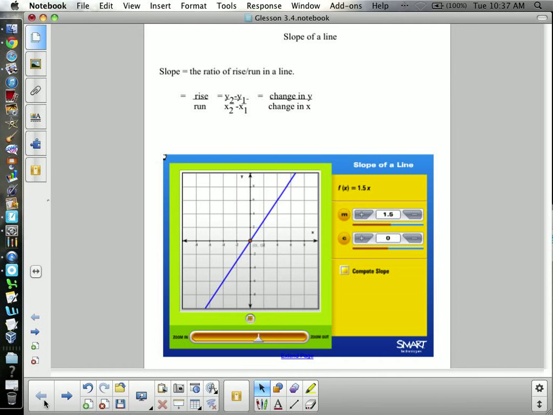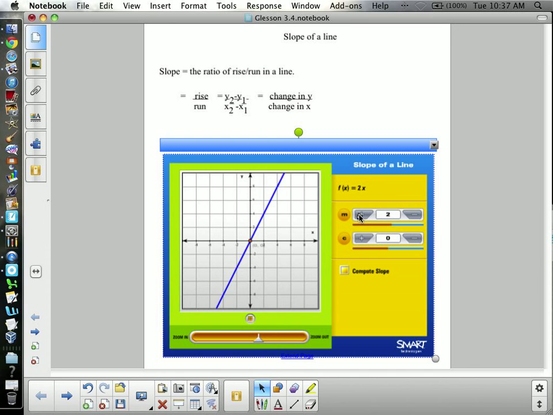The idea of slope. Slope measures how steep a line is. When the slope is positive, the line goes up to the right. Okay, the more positive it is, the steeper the line gets. Okay, a slope of 9 is quite steep. Okay, a slope of 0 is horizontal, straight across.